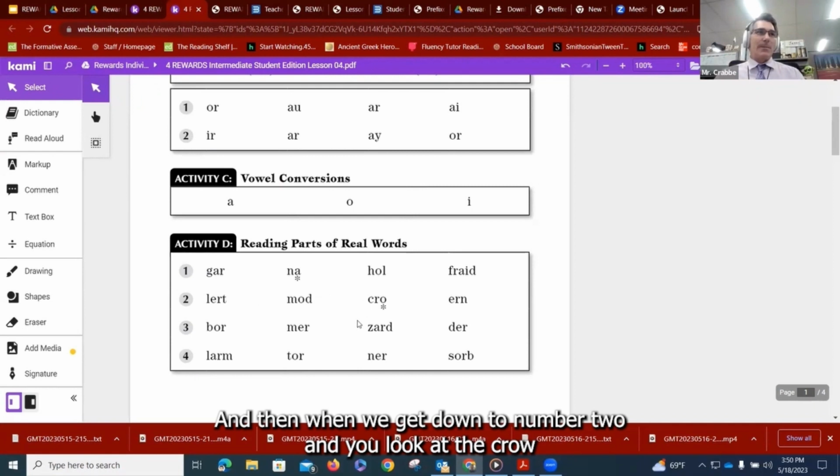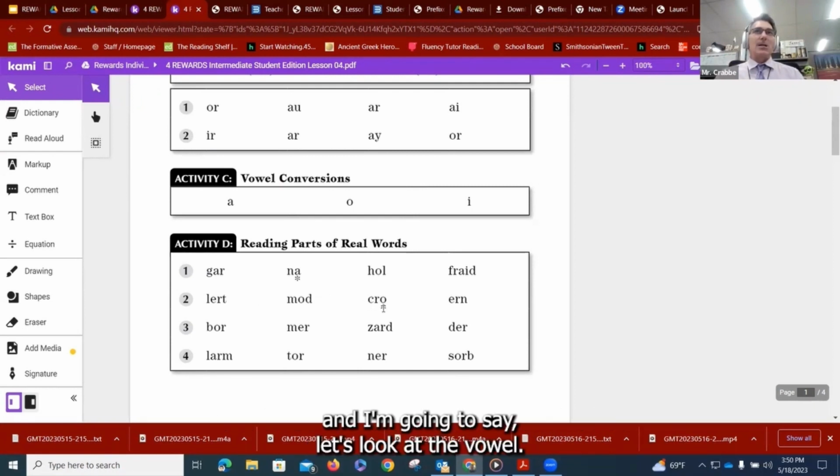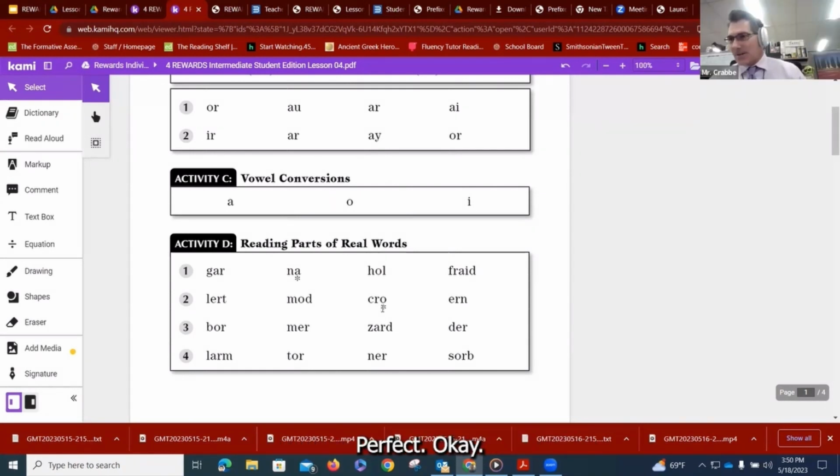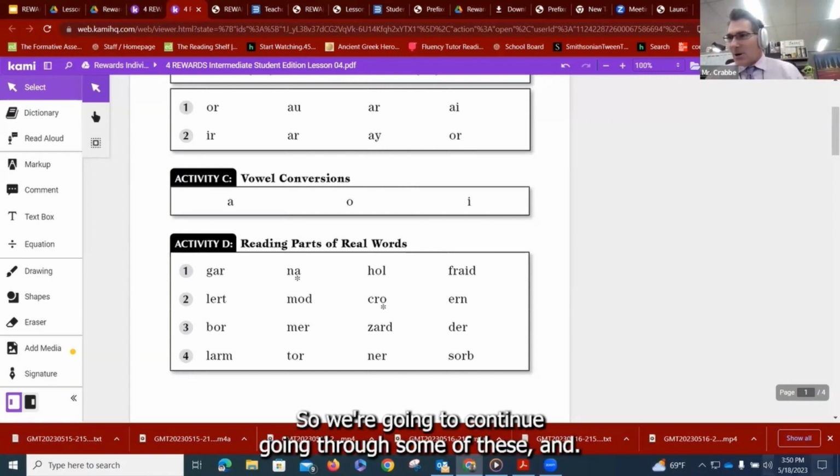When we get down to number 2 and you look at the CRO, I'm going to say, let's look at the vowel. What name? And I'll give you think time. What's the name? O. Good. Oh, because it says the name of the letter. Perfect. Okay. So we're going to continue going through some of these.